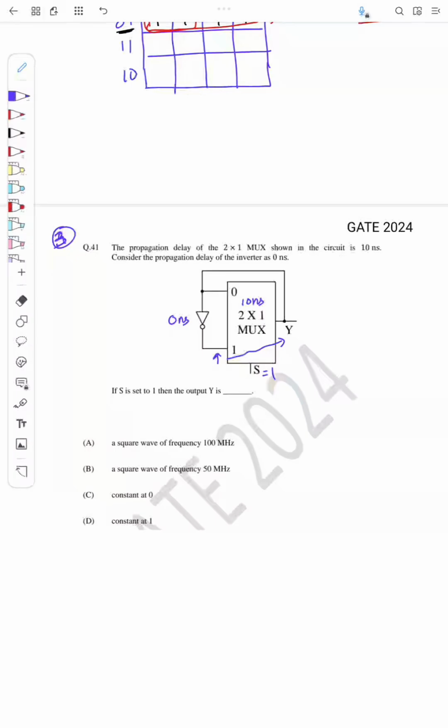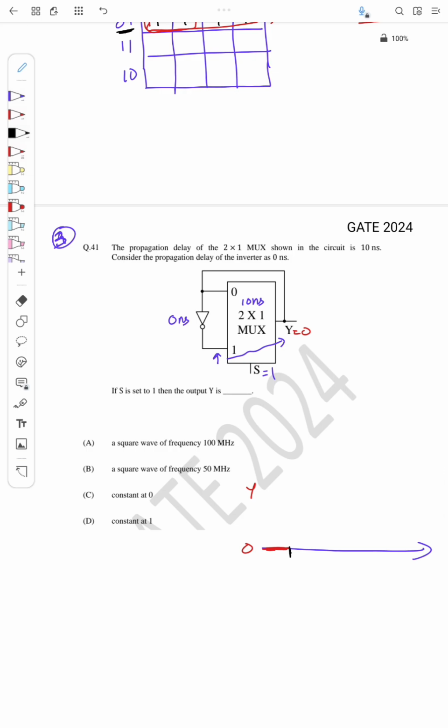So this will propagate and we will get it at Y. Okay, so we'll see here. Initially say this corresponds to Y, and let Y be 0. We'll start from this point. So S is 1 and Y is 0.